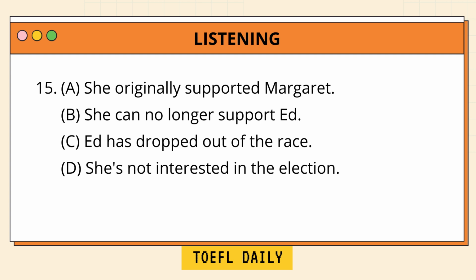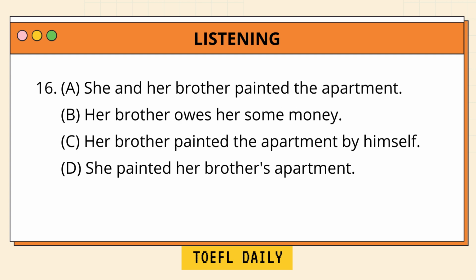Number 15. I think Ed is the best choice for president of the Student Assembly. So do I, now that Margaret's dropped out of the race. What does the woman mean? Number 16. Did you paint your apartment by yourself? Actually, I got my brother to help. He owed me a favor. What does the woman mean?